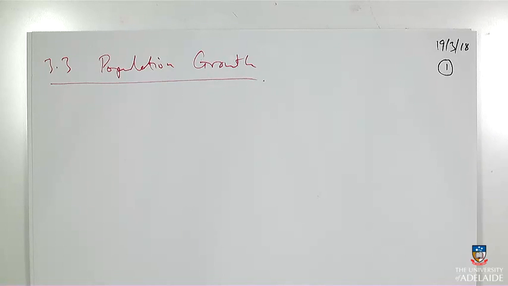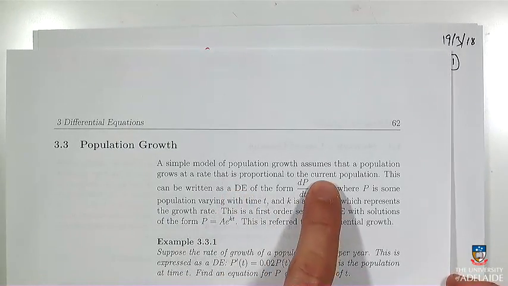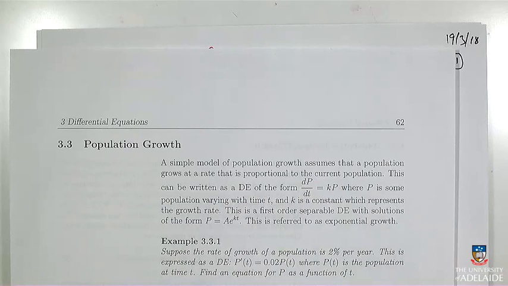Okay, so if I asked you how does the population of some particular population grow, a sensible suggestion is to say that the rate at which it grows is proportional to the actual current population. So the bigger the population, the faster it grows. The smaller the population, the slower it grows. That makes sense, right? That seems like a reasonable assumption. Actually works quite well as long as populations are relatively small.